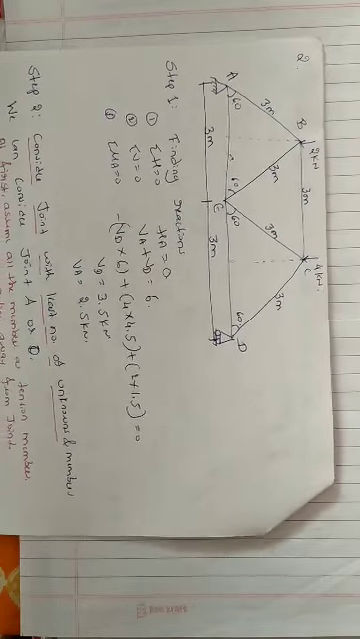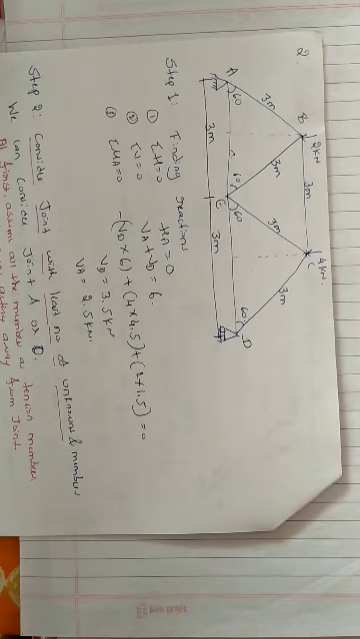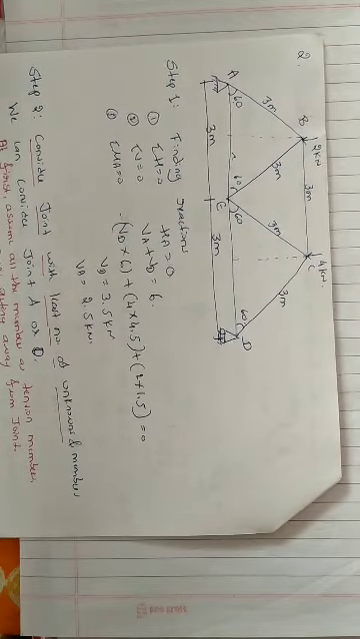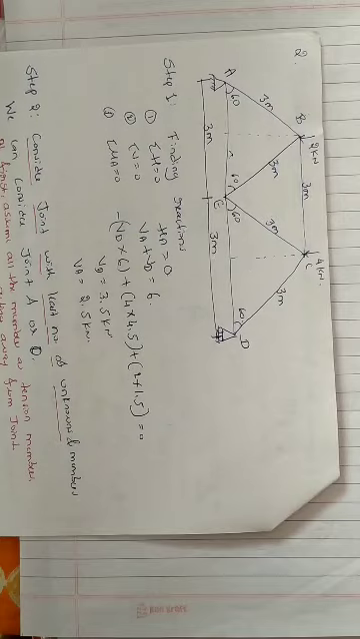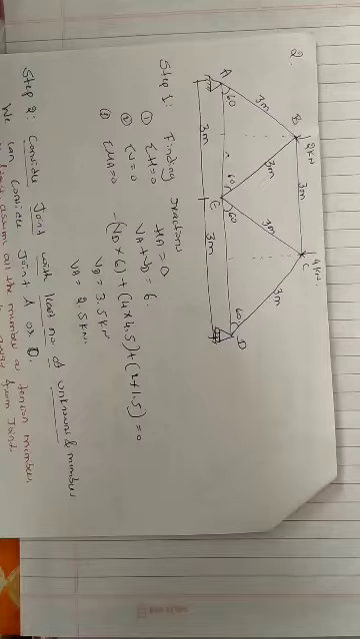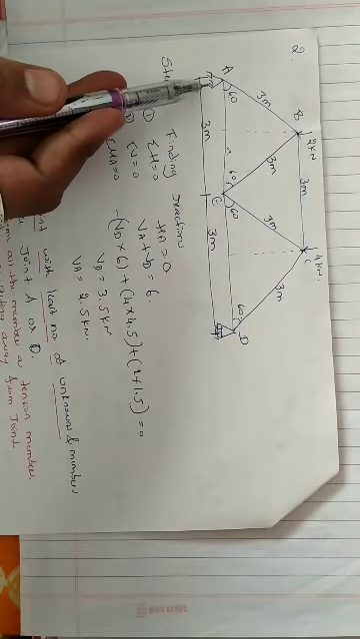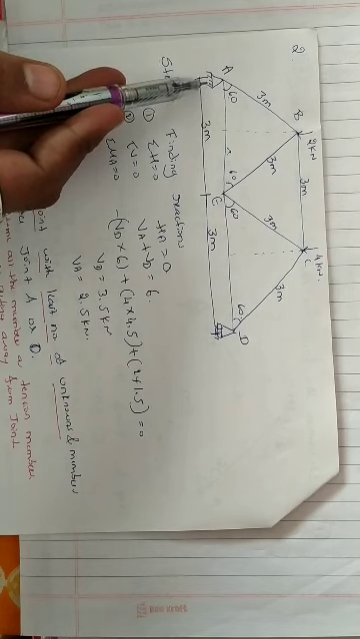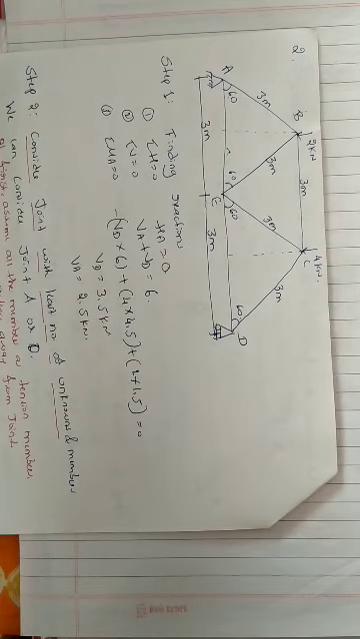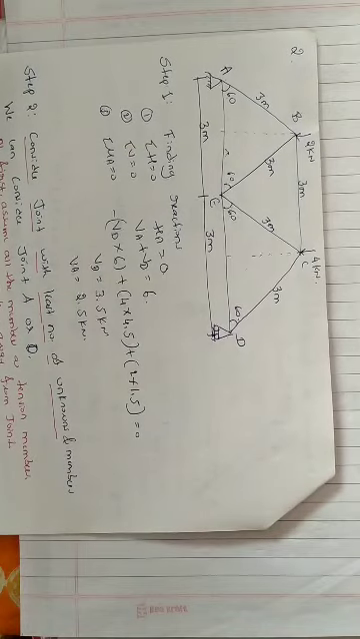So now the first step is to find out the reactions using summation H equal to 0, summation V equal to 0 and moment about any point equal to 0. So the first condition is summation H equal to 0. Now we can see here joint A, right? The joint A consists of the hinge support. So we know that at hinge support there exists one vertical reaction and one horizontal reaction.